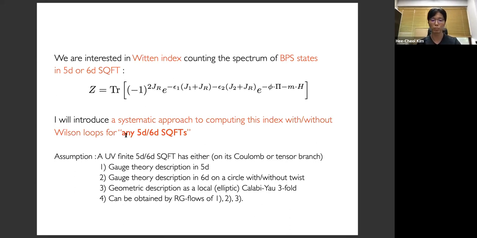So here I'd like to emphasize the word any, which includes the 5D KK theories as well as the 5D SQFTs. But for this method, I'll assume the following: a UV complete or UV finite 5D, 6D SQFT has on its Coulomb branch or tensor branch either a gauge theory description in 5D or 6D, or a geometric description, or can be obtained by algebraic lows of one of these descriptions. I think this is a reasonable assumption because all the known 5D, 6D QFTs have one of these descriptions.